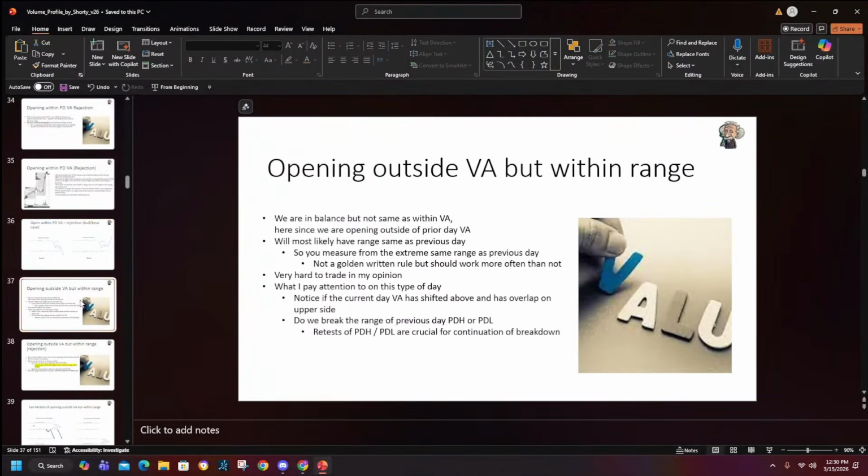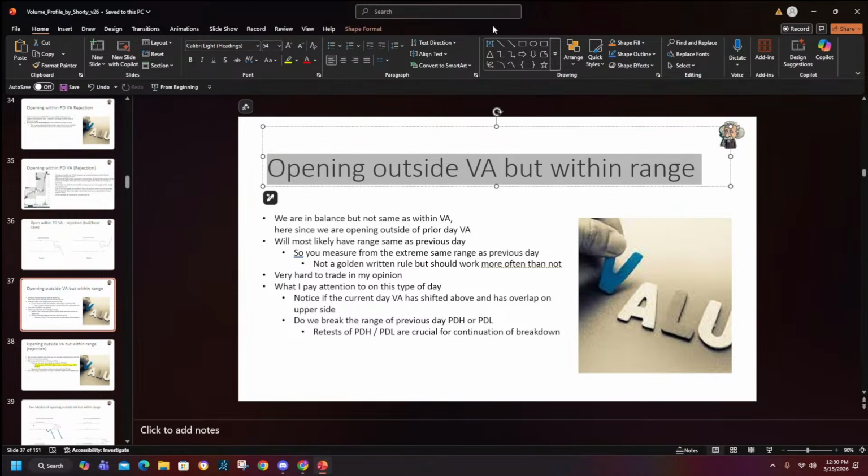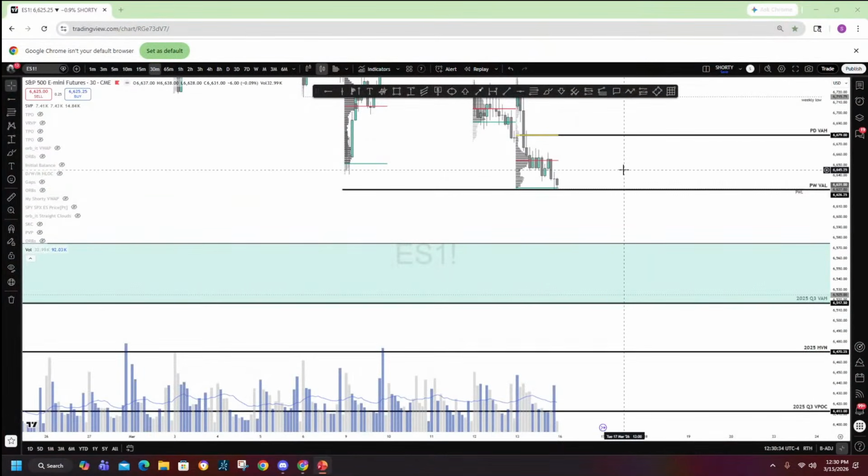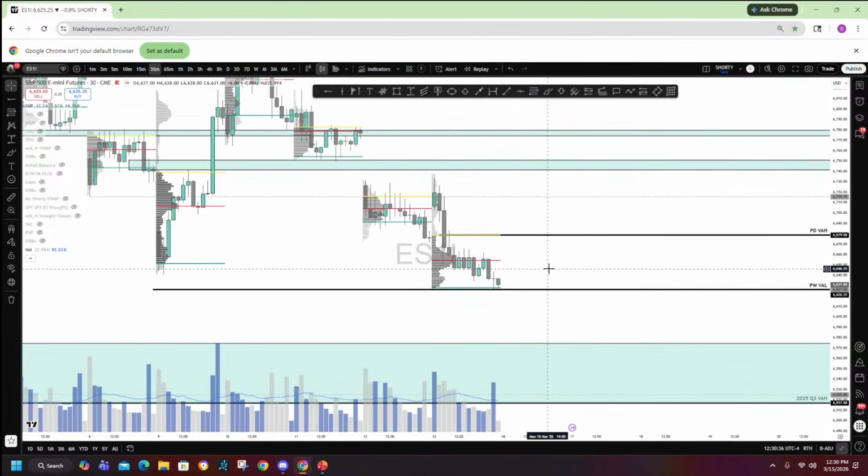Okay. There's a different type of opening outside of VA, but within the range. This one is pretty good, right? So what would that mean? Opening outside of VA. A peak above and fail or a peak below and fail.